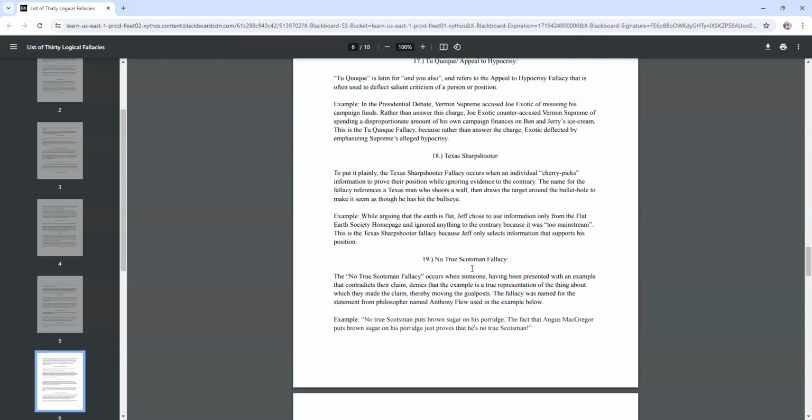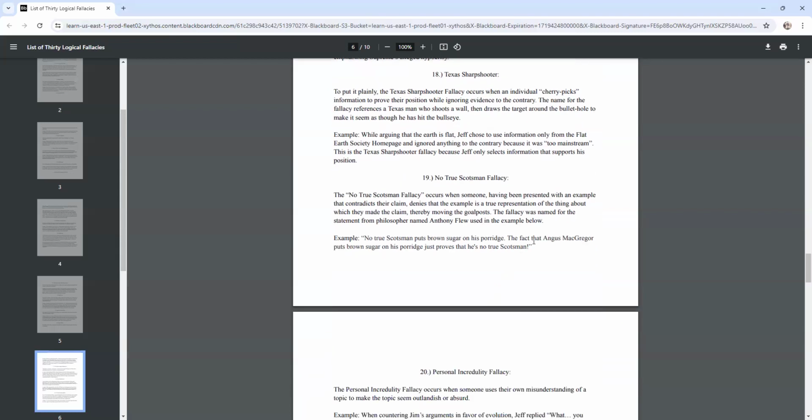Number 19 is the no true Scotsman fallacy. The no true Scotsman fallacy occurs when someone, having been presented with an example that contradicts their claim, denies that the example is a true representation of the thing about which they have made the claim, thereby moving the goalposts. The fallacy was named for the statement from philosopher Anthony Flew used in the example below. Example, no true Scotsman puts brown sugar on his porridge. The fact that Angus McGregor puts brown sugar on his porridge just proves that he's no true Scotsman.